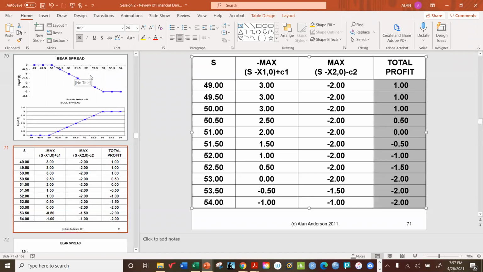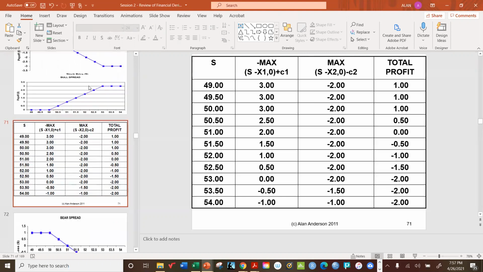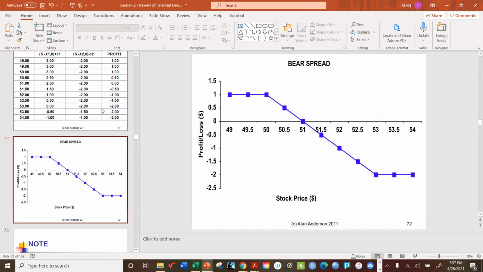So we basically shift up the bear spread by $1 because we collected $1, and this is the final result. How interesting is that? Okay, so flat top here, we're actually making money if the stock price is falling, and then down here we reach our maximum losses if the stock price stays above $53.